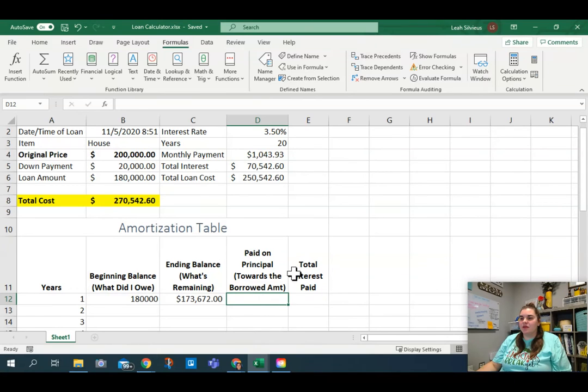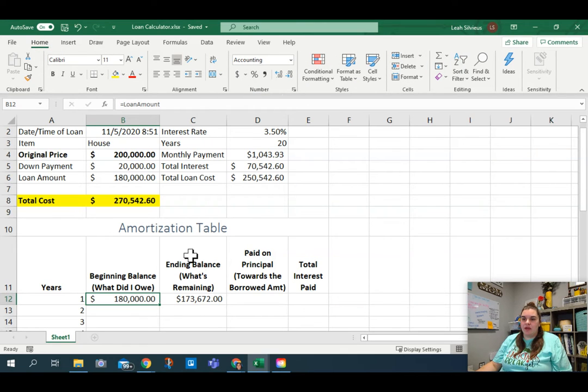All right, so now it's time to calculate how much did I pay towards the loan. Well, I owed $180,000. I'm going to go ahead and make that the accounting format here. Same thing for any amounts. I owed $180,000 at the beginning of the year. I now owe $173,000. So what did I pay towards the amount I borrowed?